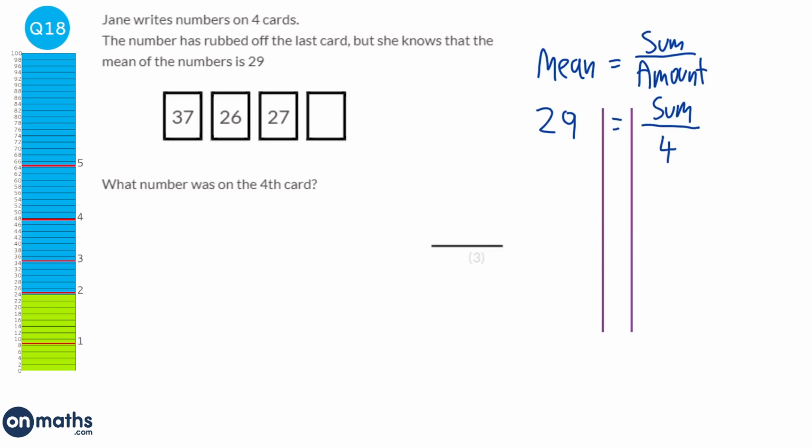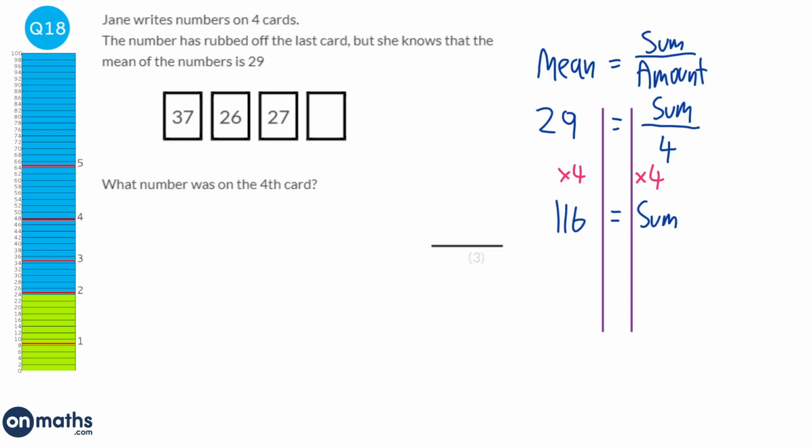So what we're going to do is just times both sides by 4. So we're going to do 29 times 4, which is 116. And so we know that the sum of the numbers will be 116.